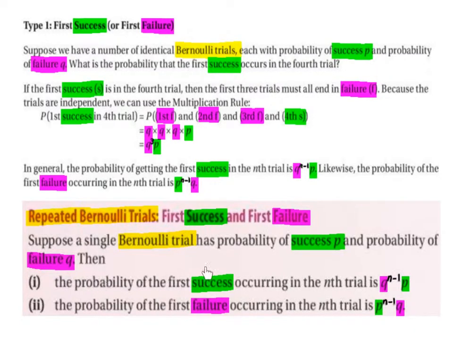So for example, up here we looked for the first success in the fourth trial, and the probability of the first success occurring in the nth trial is q to the power of n minus 1 times p. So if it was the fourth trial we're interested in, 4 minus 1 is 3. So we should end up with q cubed times p, which is what we got here. If it had been the fifth trial instead, it would have been 5 minus 1, which is 4, so q to the power of 4 times p. If it had been the sixth trial, it would be 6 minus 1, which is 5, so q to the power of 5 times p, and so on.